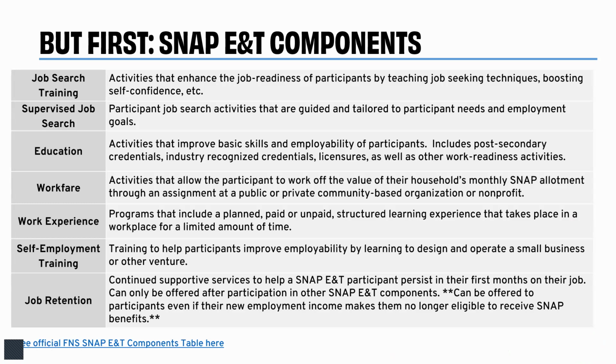There are three buckets in which FNS categorizes components. The first category is education, and as you can imagine, things like adult basic education and vocational training are the kinds of education activities that fall under that category. Then we have work experience, which is its own separate category and includes things like work activity, as well as work-based learning activities.